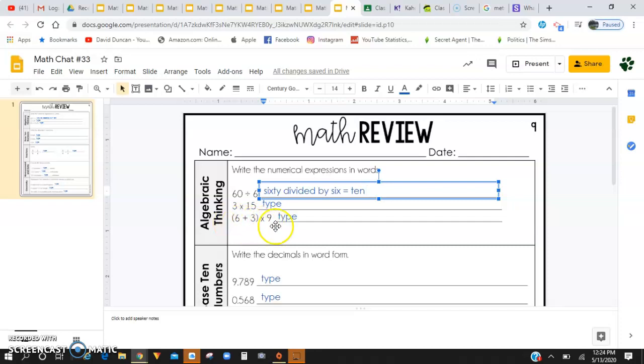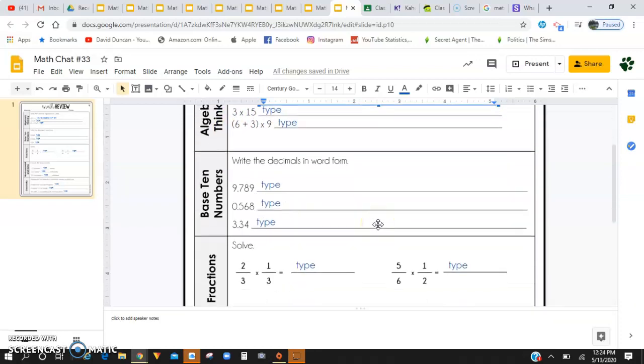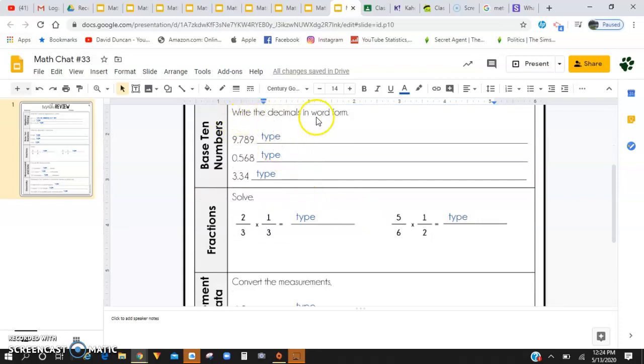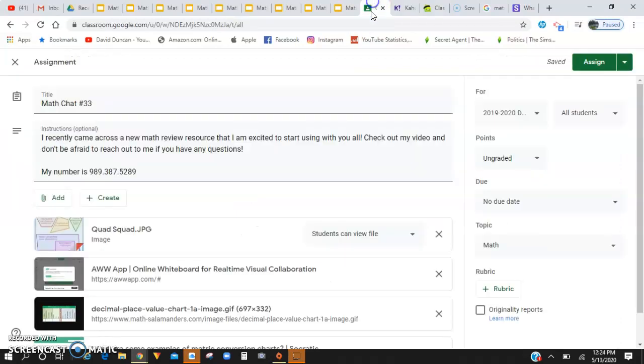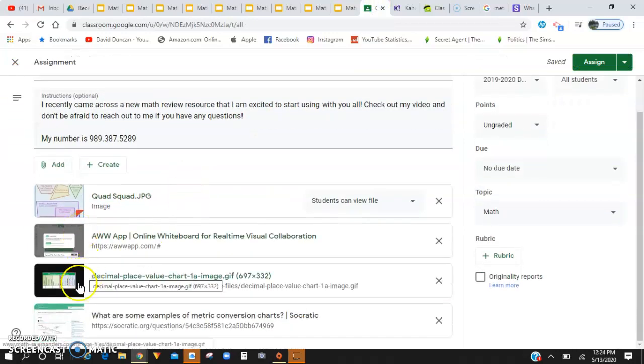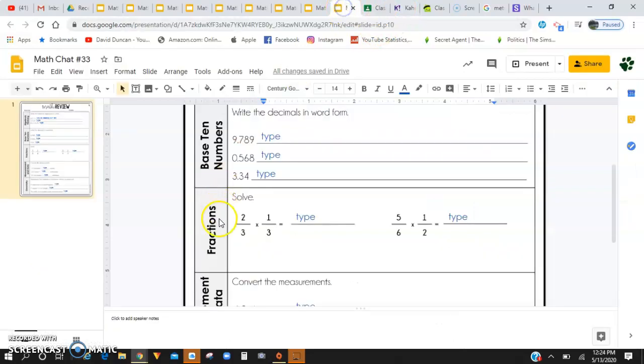All right, down here for writing the decimals in word form, again, I want you to translate these from math terms to English terms. And in this assignment, I have added in for you a decimal place value chart right here. So if you click on that, it should give you the different place values for you to reference. Go ahead and write those out in word form.